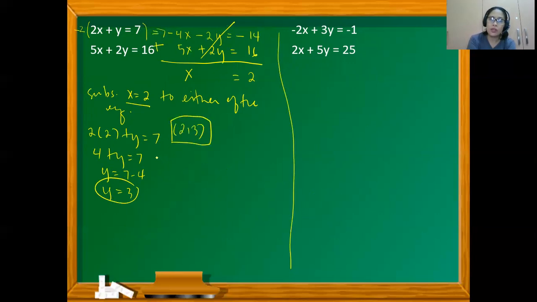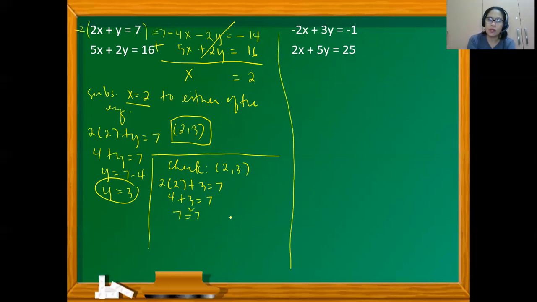Now, (2, 3) should satisfy both equations. So we have to check and substitute x equals 2 and y equals 3 to both equations. So let's begin with the first equation. We have 2 times 2 plus 3. Is it equal to 7? So 4 plus 3 equals 7. Therefore, 7 equals 7. And then second equation, 5 times 2 plus 2 times 3.